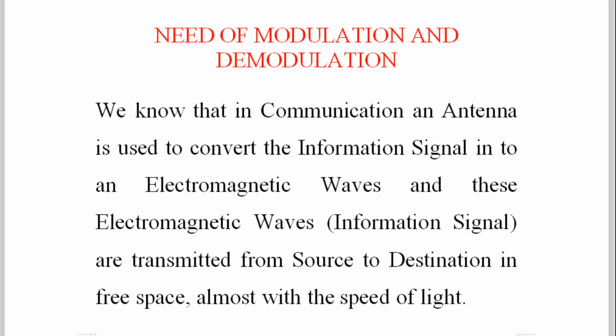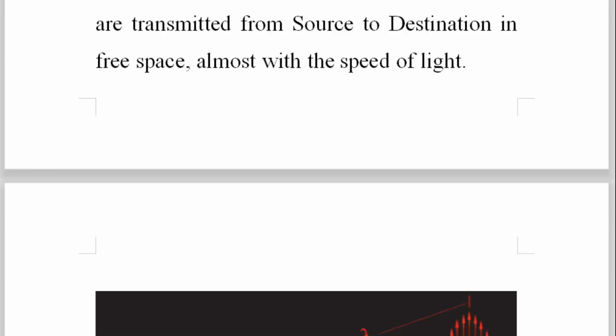Now we'll proceed how to pass the information from source to destination. To pass the information from source to destination, one thing is very clear, that you want an antenna. For what purpose? To convert your electrical signal, that is information signal, into electromagnetic waves, which are also called EM waves.